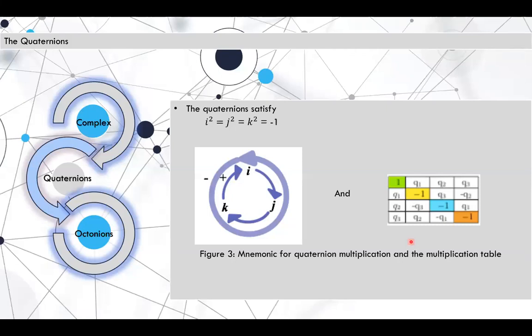Now, we go on to discuss the quaternions. Quaternions satisfy i squared equals j squared equals k squared equals negative 1. It's a four-dimensional algebra, so that i times j is k, j times k is i, and so on. i times k is negative j, j times i is negative k, and so on. Here, we give a little multiplication table for it, and we use Q1, Q2, Q3 instead of i, j, k, just to respect that different notation does exist.